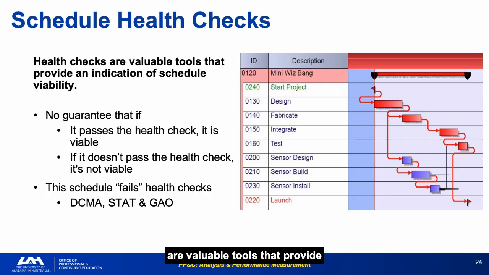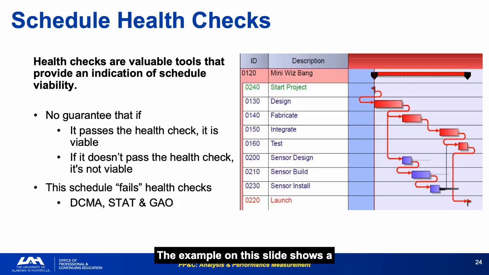Schedule health checks are valuable tools that provide indication of schedule viability, but they do not guarantee a credible schedule if passed, and do not automatically condemn a schedule if failed. DCMA, STAT, and GAO all have their own health check frameworks that vary substantially from each other. The one your program is subject to depends on contract requirements and oversight relationships.